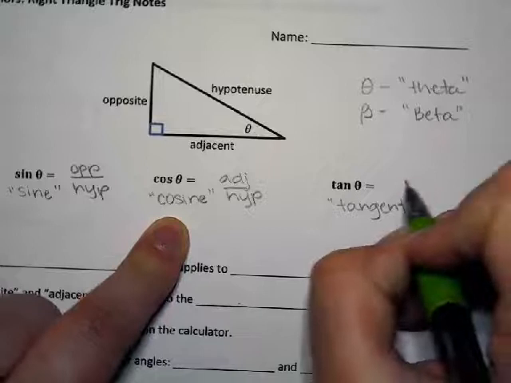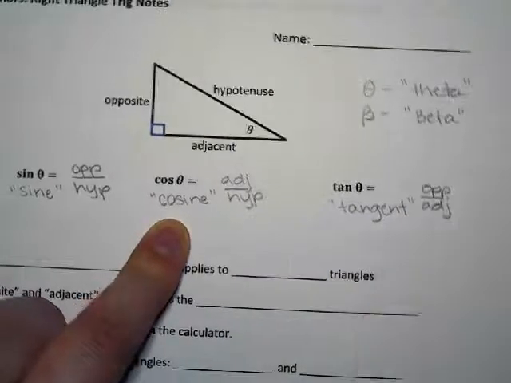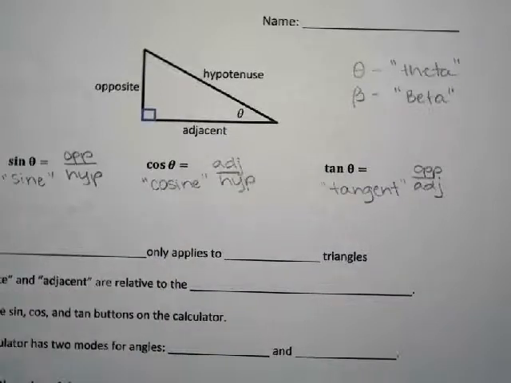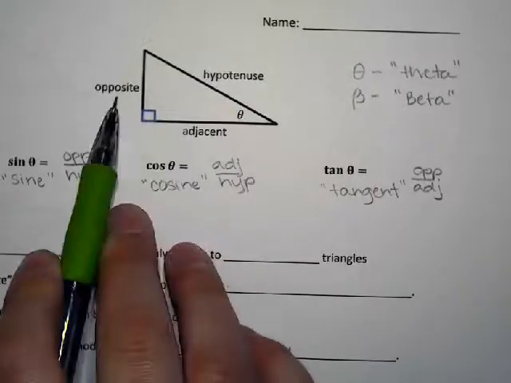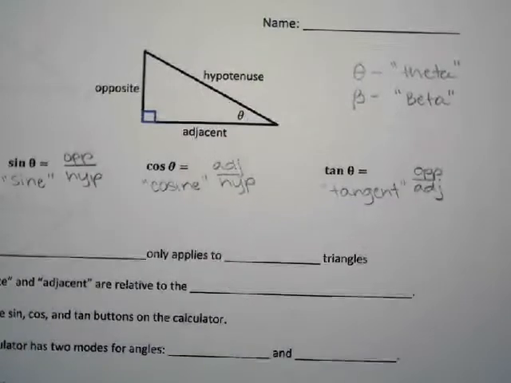And the tangent is the opposite over the adjacent. And so that ratio, it could be less than 1, it could be greater than 1, it could be anything, because opposite over adjacent, those are just the two legs of the triangle. Two legs don't have a set relationship to each other. We don't know which one's longer.